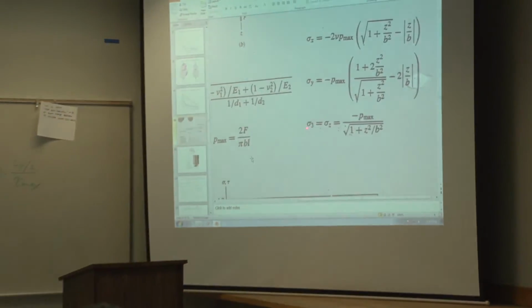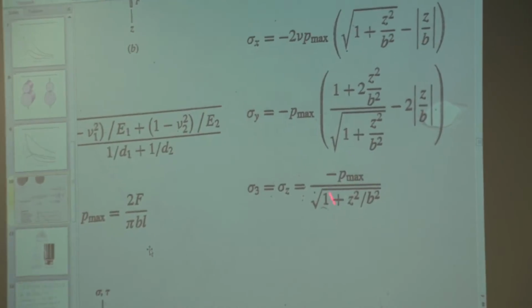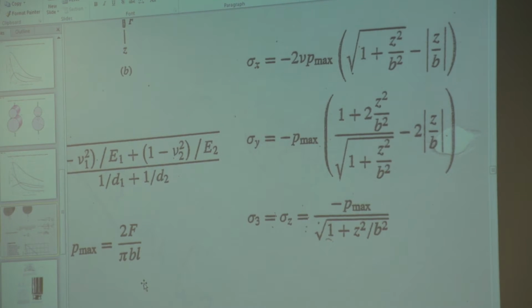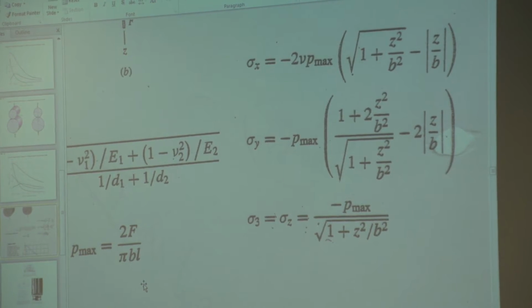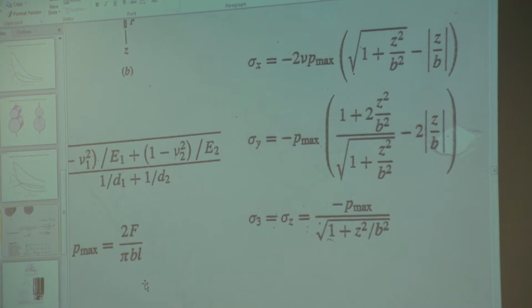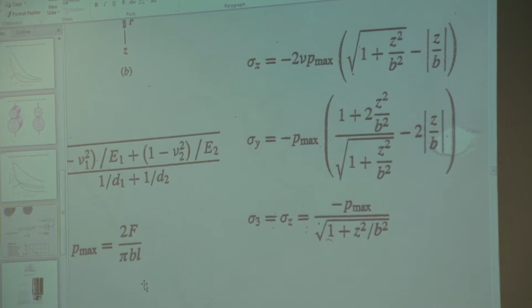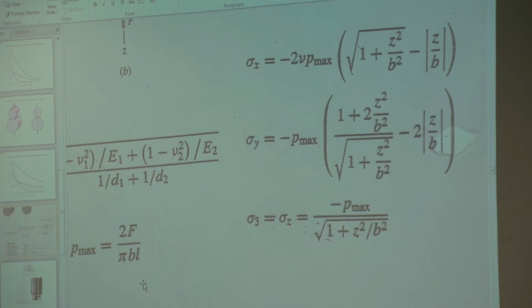Sigma x, sigma y, and sigma z. And notice all three are, of course, negative. They're all compressive stresses. They're all principal stresses. Are calculated similar to what we had before. And once again, notice that whether z is positive or negative doesn't make any difference in any one of those three equations. Z is either squared or used as an absolute value. Therefore, you can use it for either of the two.